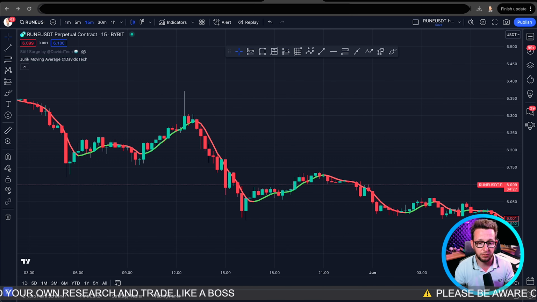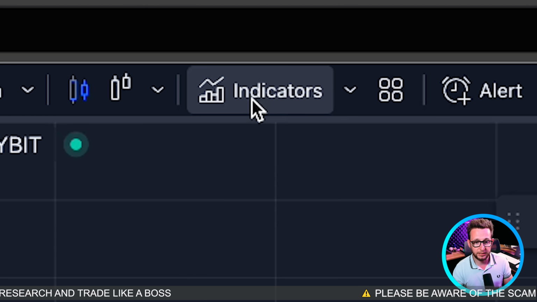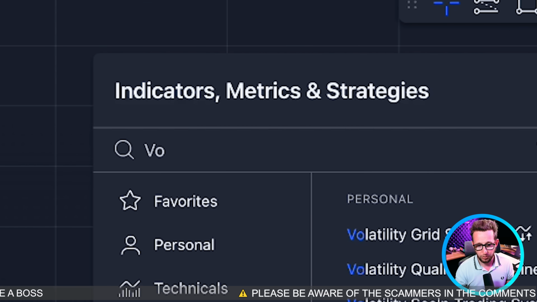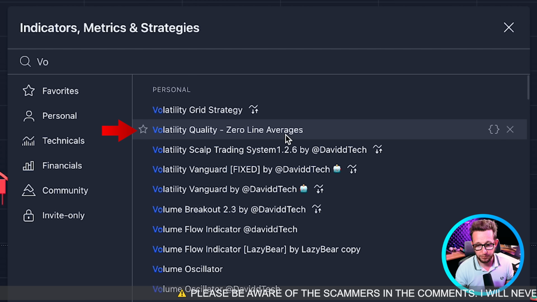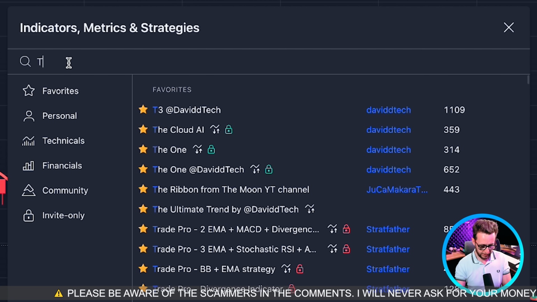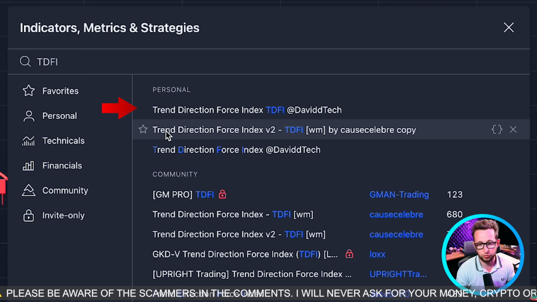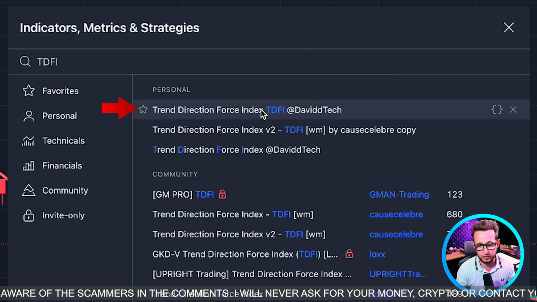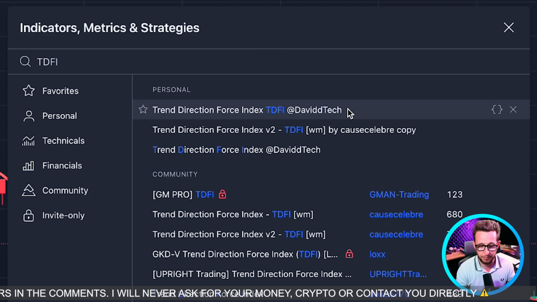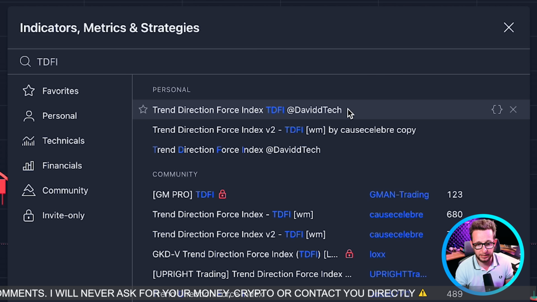The first indicator that we're going to need to add is the volatility quality with zero line by DaviddTech. So it's the volatility quality zero line average by DaviddTech. We're going to click that and add that to the charts. While we're here, we're also going to add the TDFI, which is the trend direction force index. Now you can use this one here by DaviddTech. There are two, but they are exactly the same. We're going to click that. That's going to add to the charts.